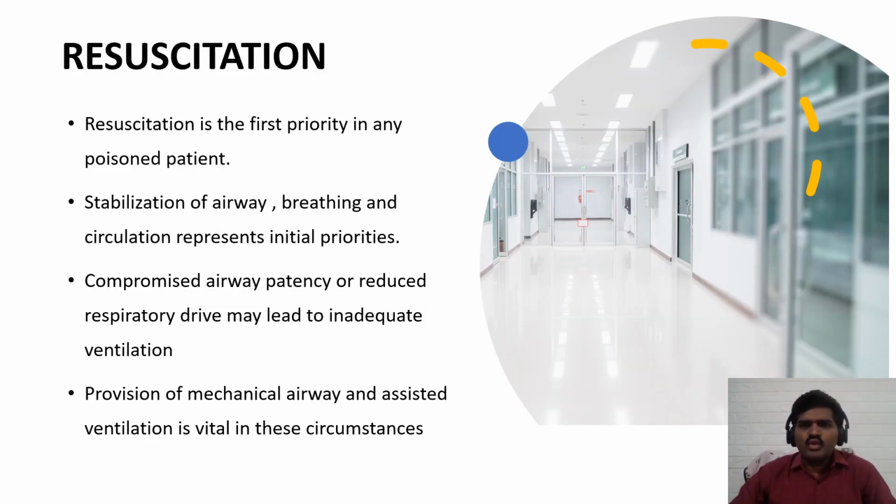Resuscitation is the most important part of the general management of a poison patient. It takes priority over history taking, identifying a poison or anything else. Sustaining life is most important until you can institute a specific therapy. So stabilization of airway, breathing and circulation represent the initial priorities. A compromised airway patency or a reduced respiratory drive may lead to inadequate ventilation. Provision of a mechanical airway and assisted ventilation is vital in these circumstances.